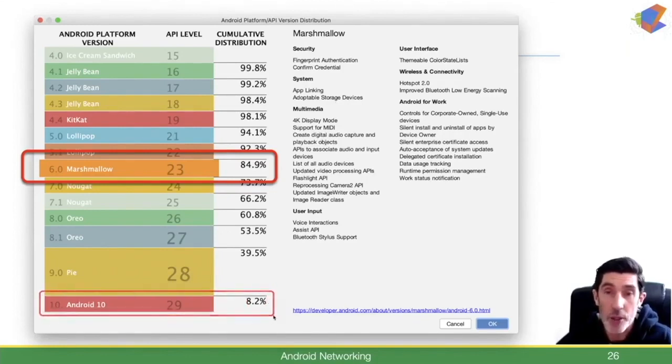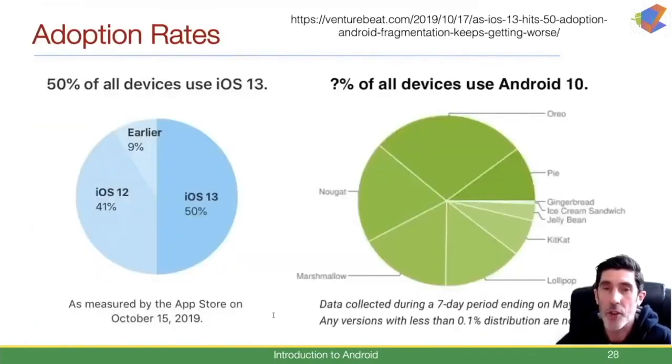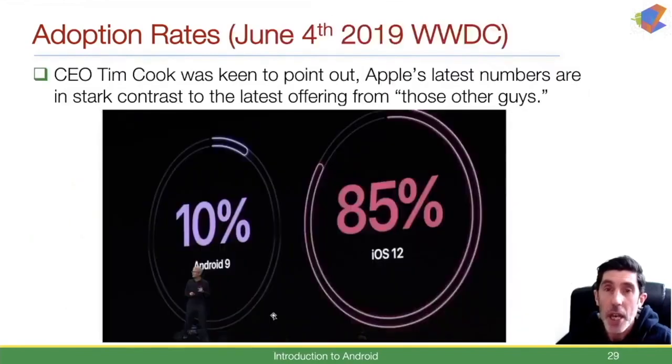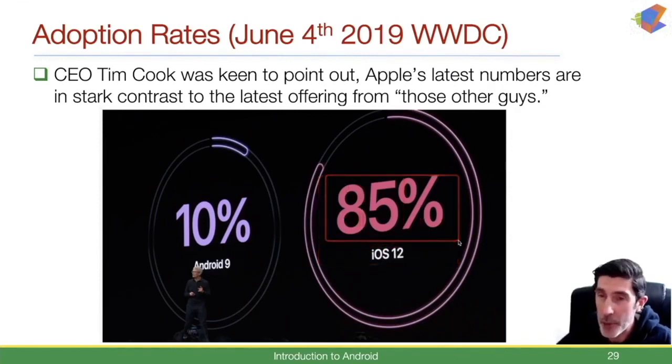We've only got 8.2%. So there's a massive difference between the adoption rates for Android and iOS. Okay, and even back at the Worldwide Developers Conference for Apple, the CEO Tim Cook was keen to point out Apple's latest numbers are in stark contrast to the latest offerings from, and again, those other guys. That's a direct quote. So if we look at our comparisons here, again, just Android 9, 10%, iOS 12, 85%. And as far as I know, that 85% happened in the space of 4 to 5 days.